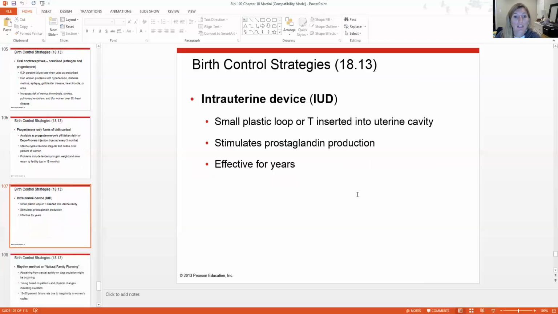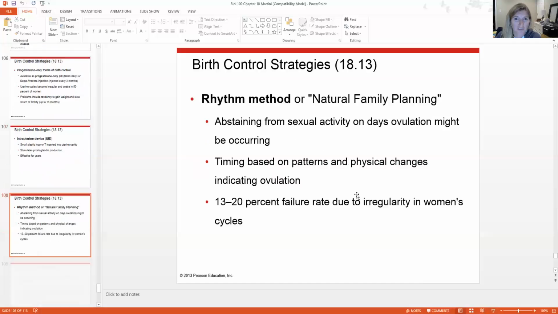IUDs, or intrauterine devices, are a small plastic loop or a T that's inserted into the uterine cavity. It stimulates prostaglandin production, which is a natural spermicide. It can be effective for years. I think you can leave them in for like 8 to 10 years or something like that.